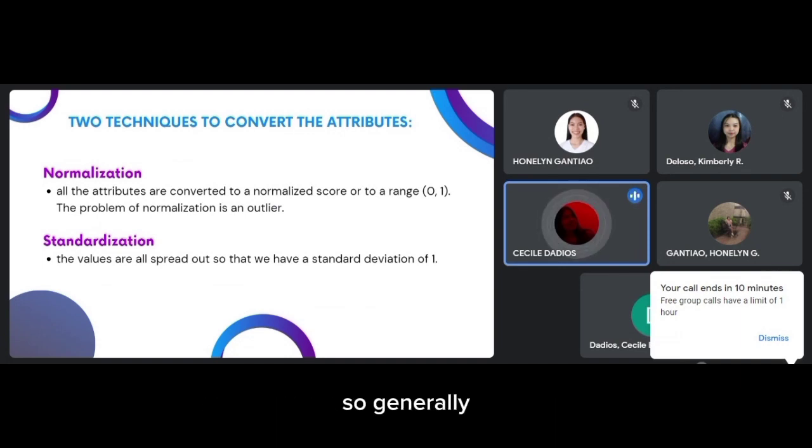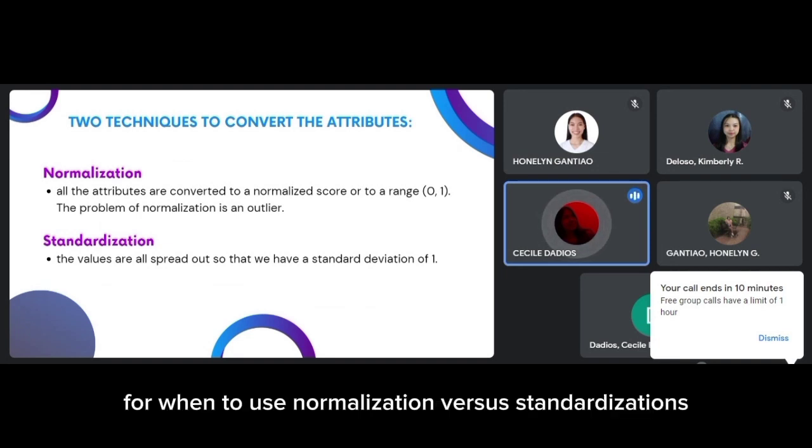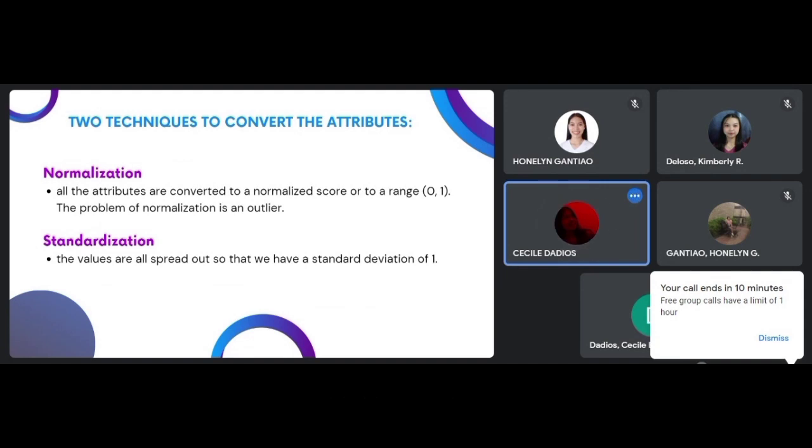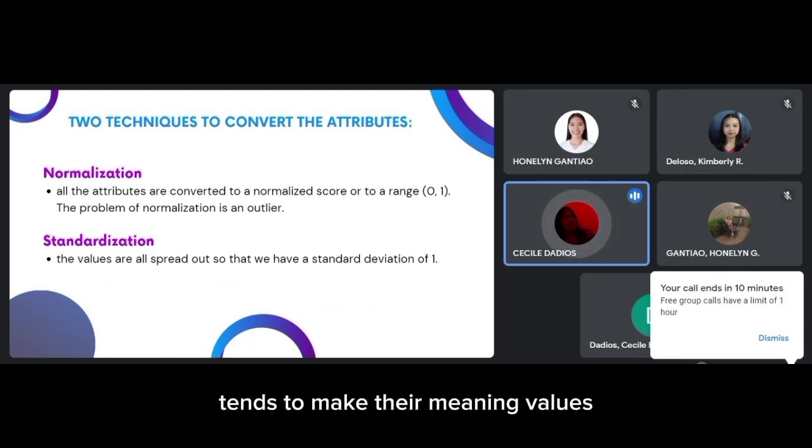Generally, there is no rule for when to use normalization versus standardization. However, if your data does not have outliers, use standardization, otherwise use normalization. Using standardization tends to make the values for all of the other attributes fall into similar ranges, since all attributes have the same standard deviation of 1.